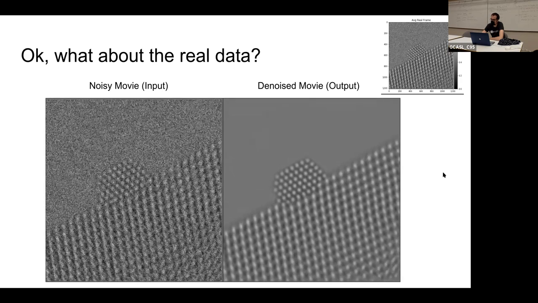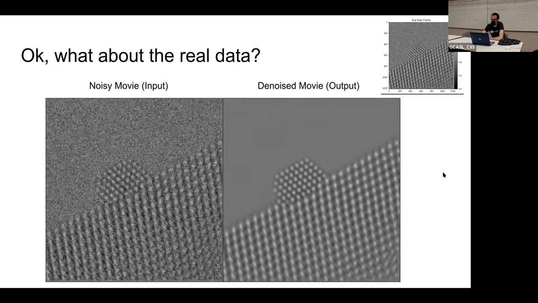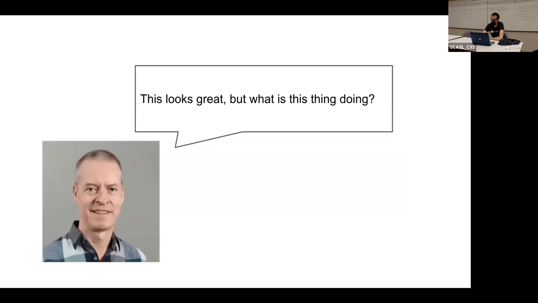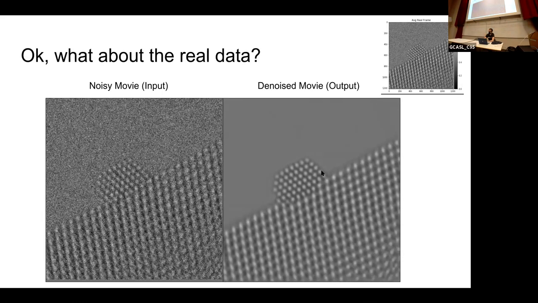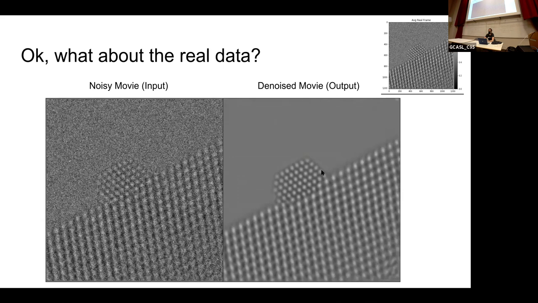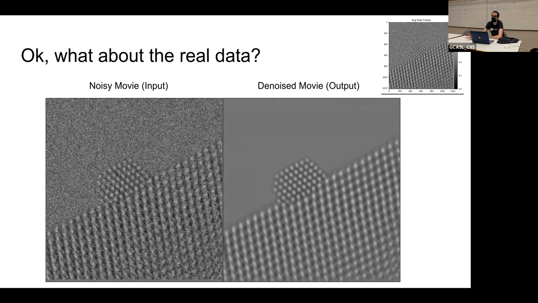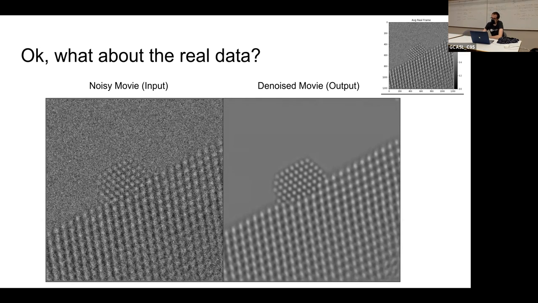When you show something like this to a scientist, like our collaborator Peter, who is in Arizona, he will say something like, this looks great, but what's going on here? How is this thing actually denoising? In fact, they ask even more difficult questions, like how sure am I that what I'm seeing here is actually the truth and the network is not just inventing it? For the simulated data, one answer is that we know the ground truth.